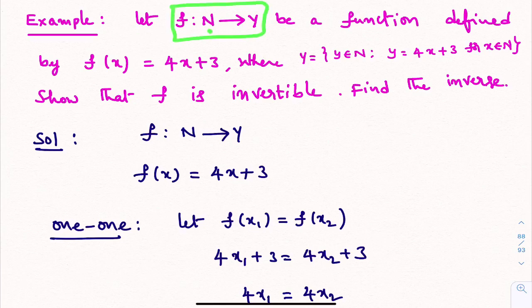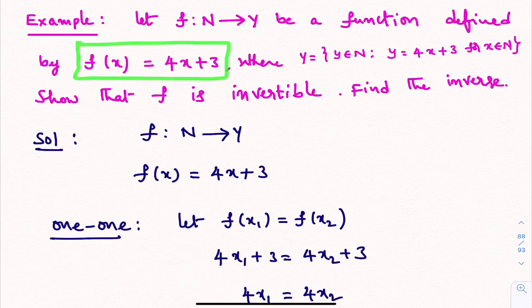We know that N is the natural numbers. What about this Y? We do not know. Let's see if any information is given. They have given that f from N to Y is a function and the function is defined as f of x equal to 4x plus 3. This is important information.